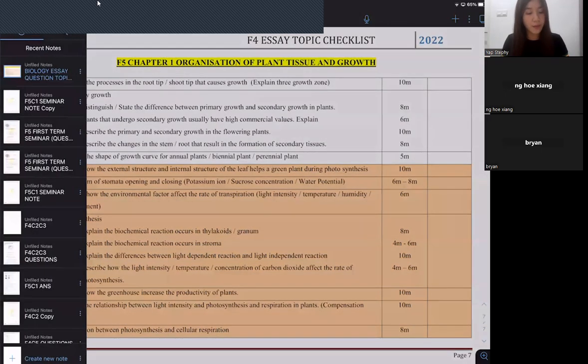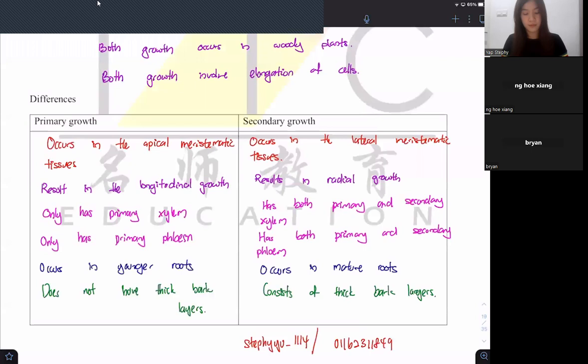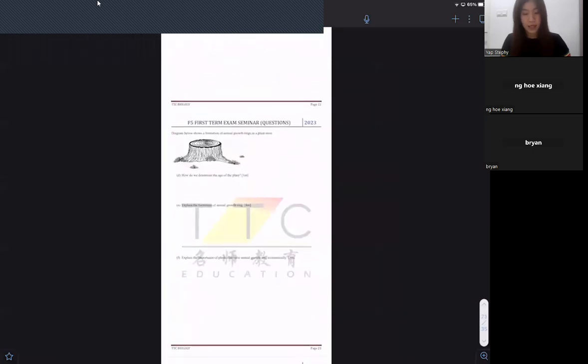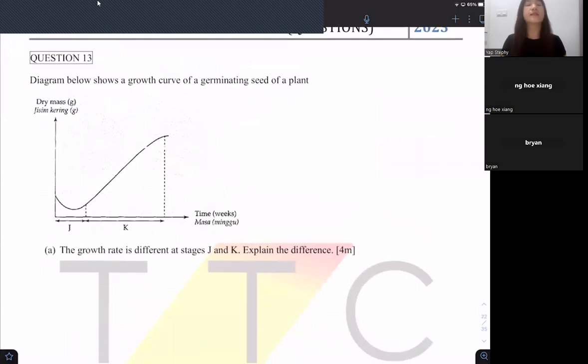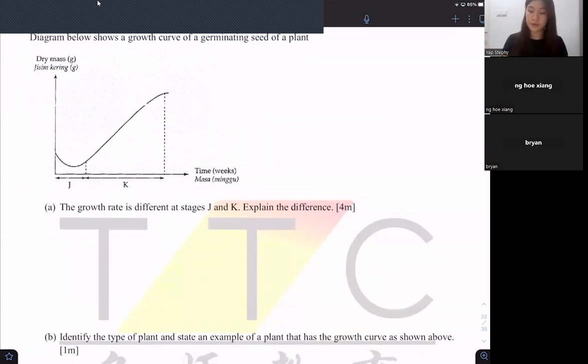Okay, so now you all can help me open for the question. Okay, we try some question relate to the type of plant. Question 13, you come to see it here. Diagram below show a growth curve of a germinating seed of a plant. The growth rate is different at stage J and K. Explain the difference. Yeah, so you all can explain for the difference.